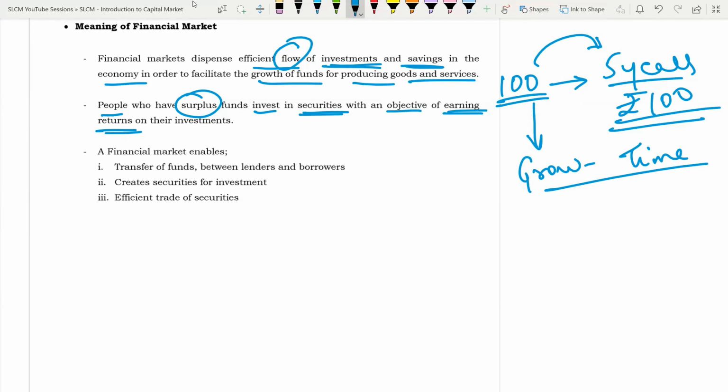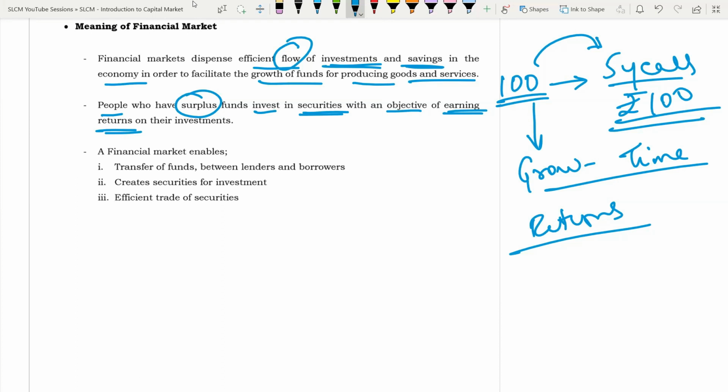You expect that your money also grows. You earn certain kind of returns when you're making an investment. Even when you have extra money, you're giving it to the bank in the form of FDs, fixed deposits. You are earning interest on your fixed deposits, right? So you are getting returns on your investment.